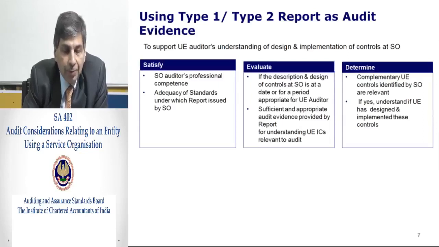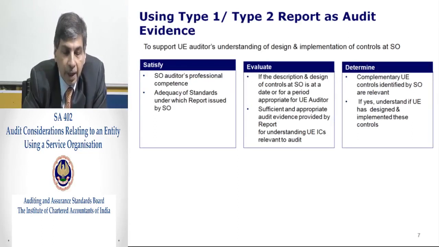Using a type 1 or type 2 report as audit evidence to support the user entity auditor's understanding of the design and implementation of controls at the service organization. The user entity auditor should satisfy himself as regards the service organization auditor's professional competence, whether or not the standards on auditing have been used, and the adequacy of the standards under which the report has been issued by the service organization auditor.